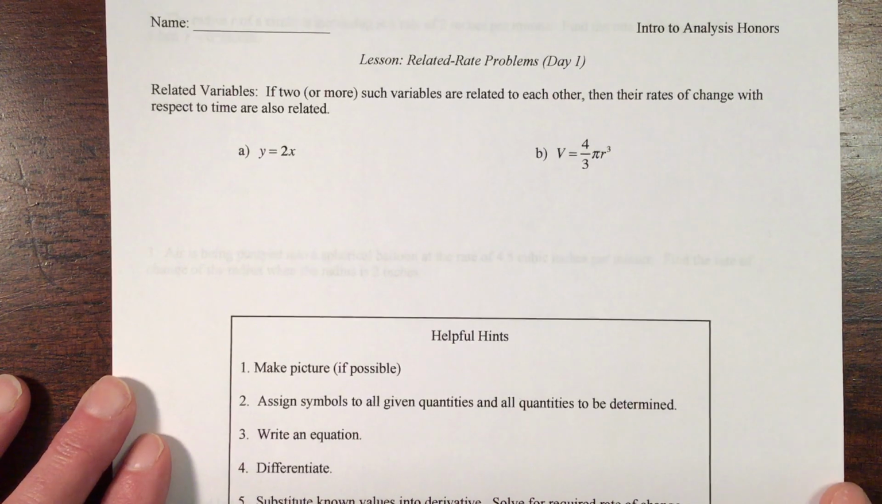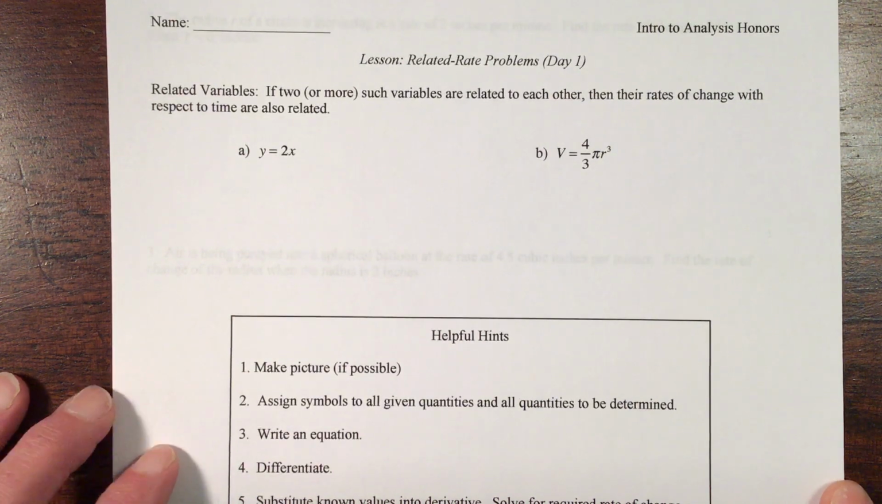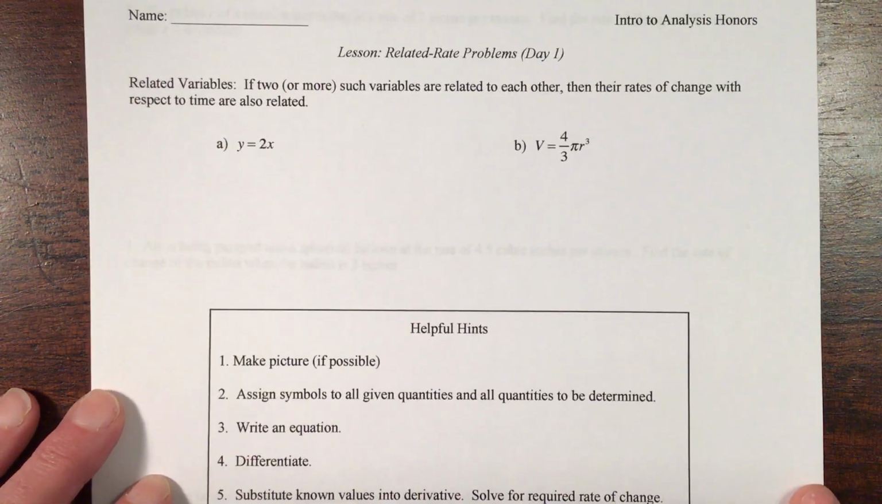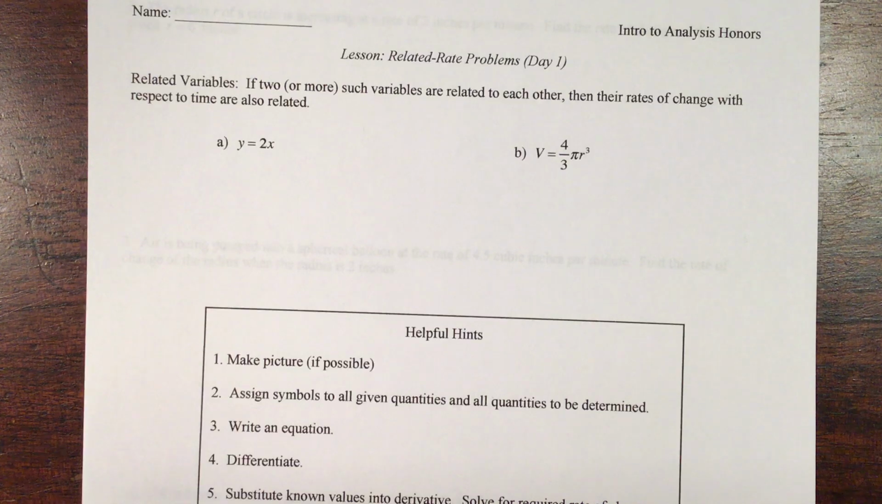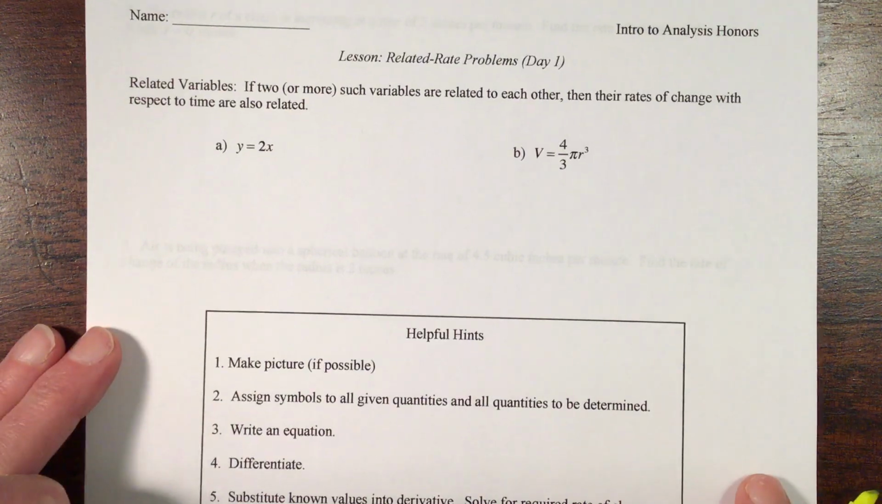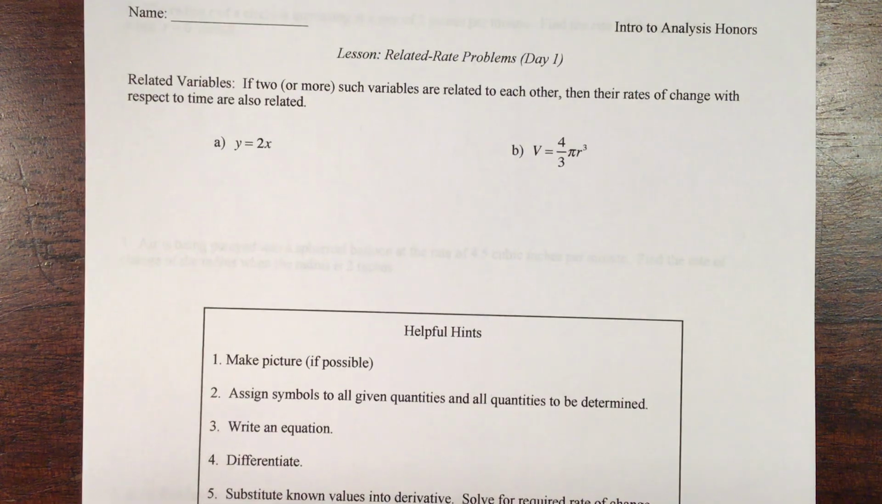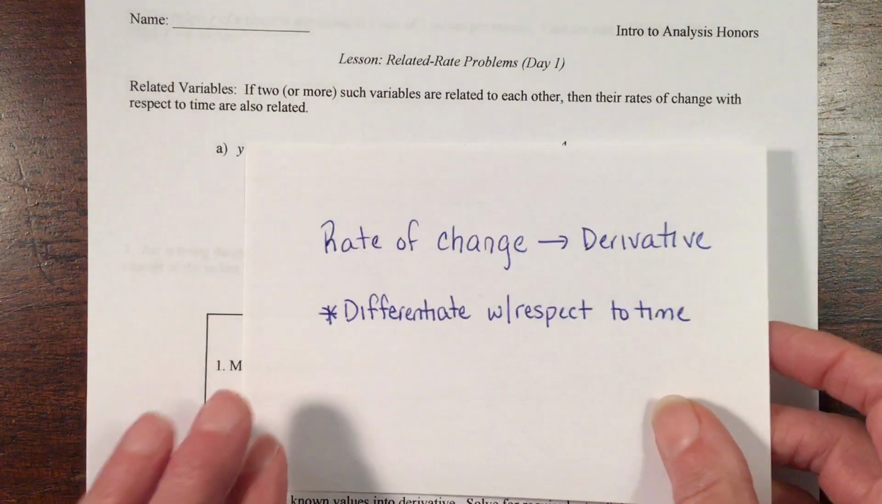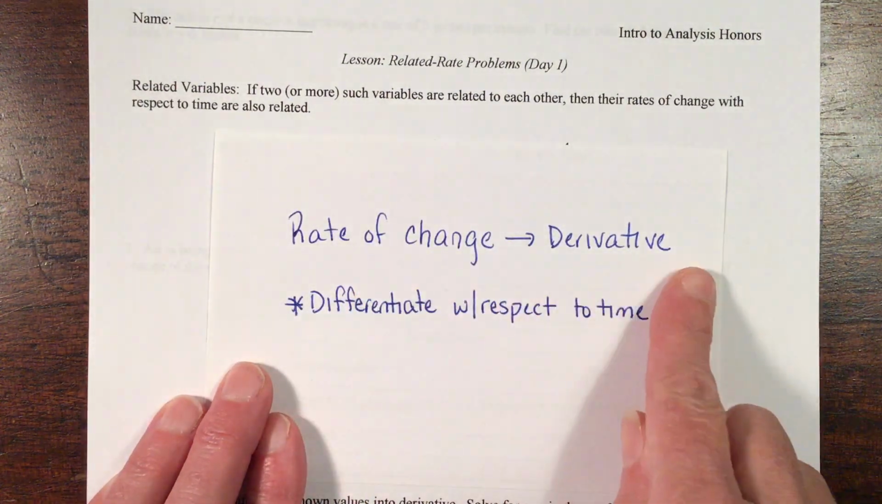Today we're in for a lot of fun. So we're going to use implicit differentiation, which we learned last week, to help us solve what we call related rate problems. The premise of related rate problems is related variables. If two or more such variables are related to each other, then their rates of change with respect to time are also related. So basically, we know that a rate of change is a derivative.